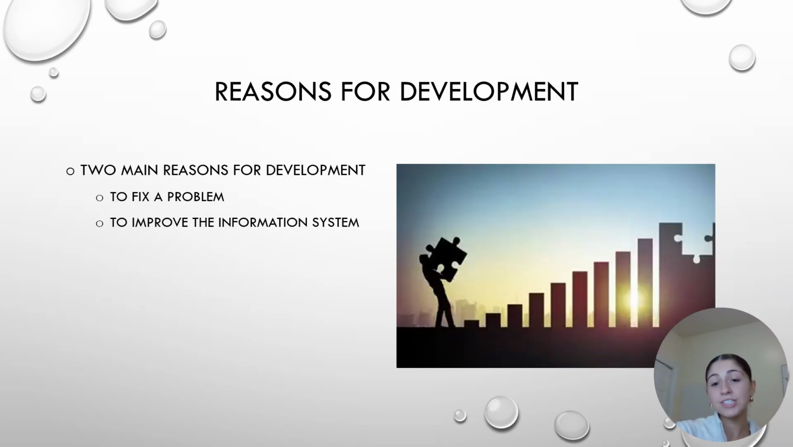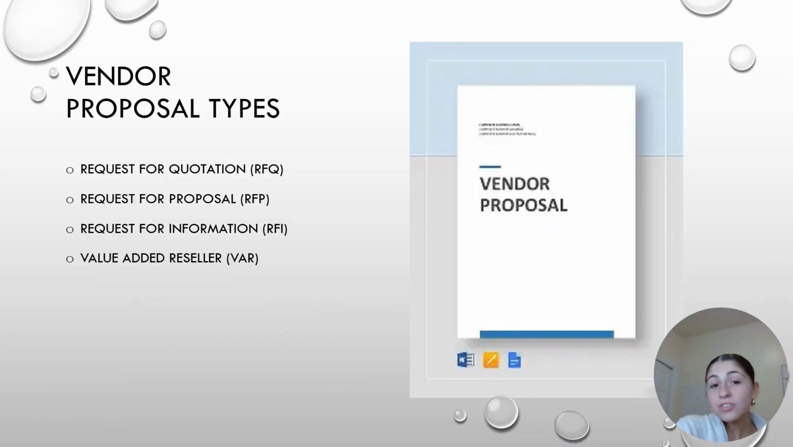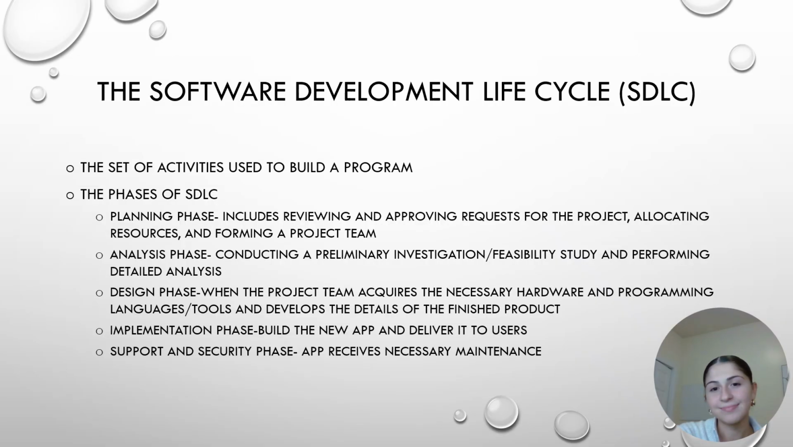Next, there are two main reasons for development. One, to fix a problem, and two, to improve the information system. We also discuss different vendor proposal types: request for quotation, request for proposal, request for information, and value-added reseller.